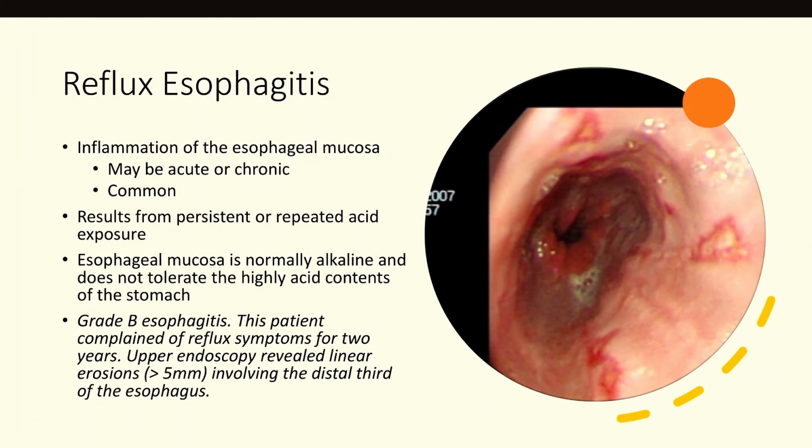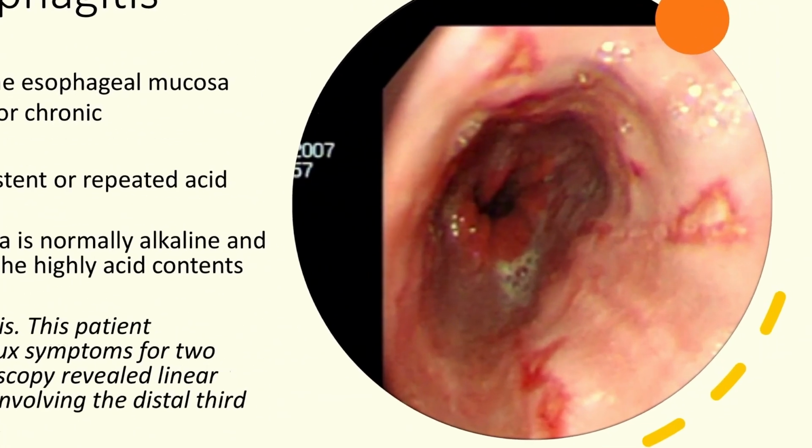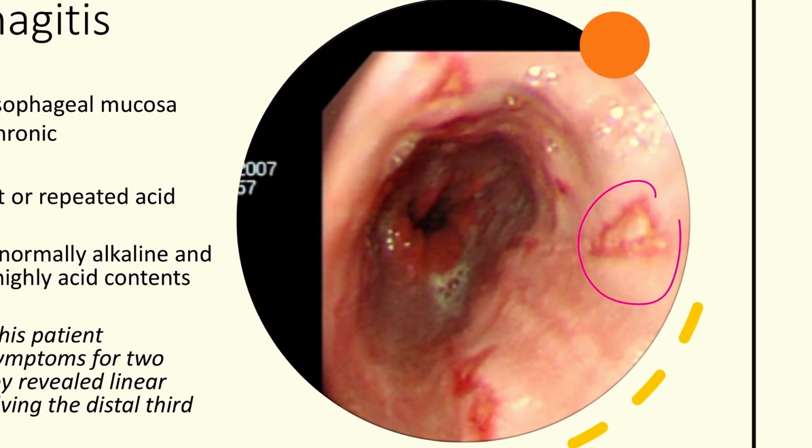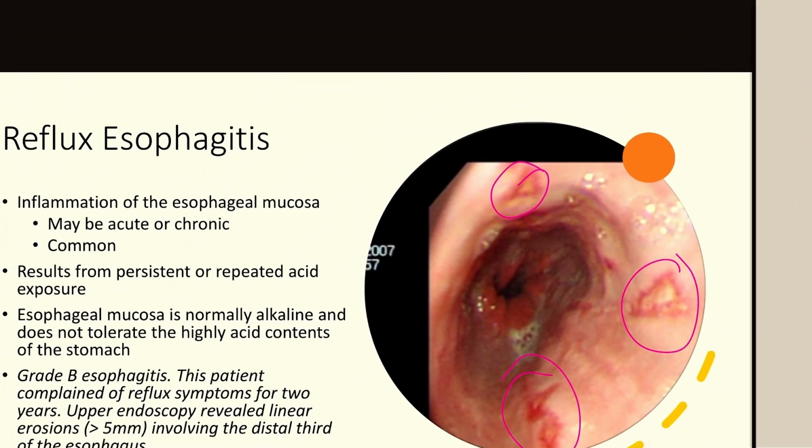So here's what happens with reflux esophagitis. Look at all these little sores that pop up from the erosion from the acidity that should not be in the esophagus. Do you still see that Z line anymore? That nice demarcation from the two different types of tissues? No, that gets obliterated and taken away. So this is reflux esophagitis.